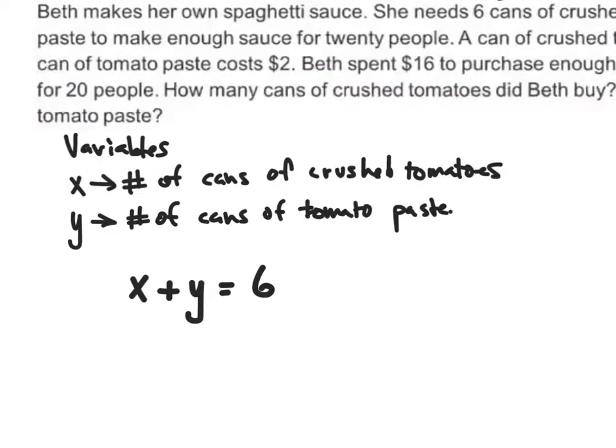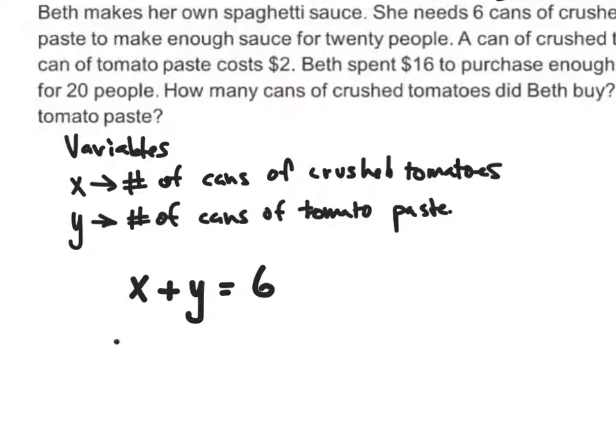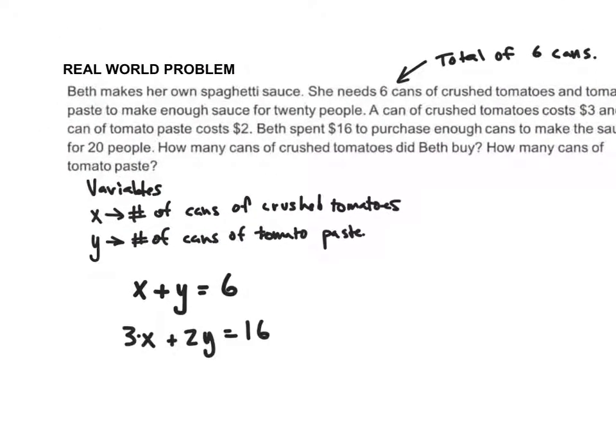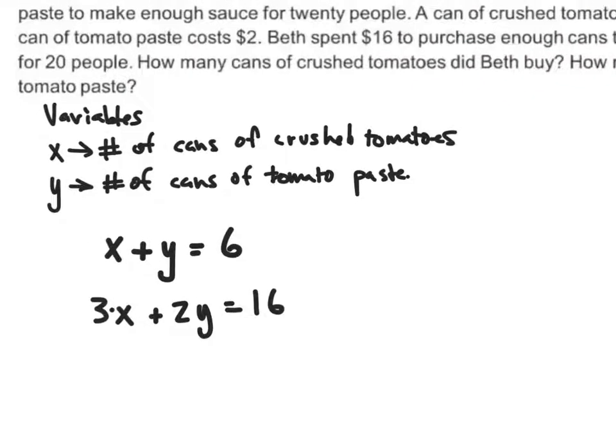So what I'm going to do is write $3 times the number of cans of crushed tomatoes plus $2 times the number of cans of tomato paste is going to equal $16, okay? Now, what we want to do is solve this system, okay? It doesn't matter which one we get rid of, but I'm going to go ahead and get rid of my y.